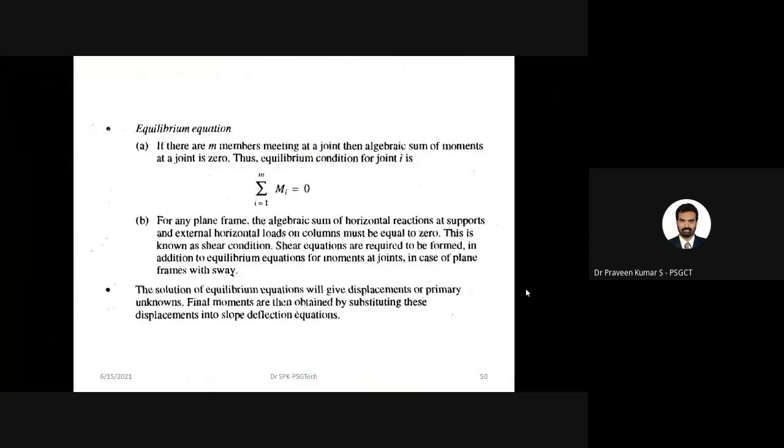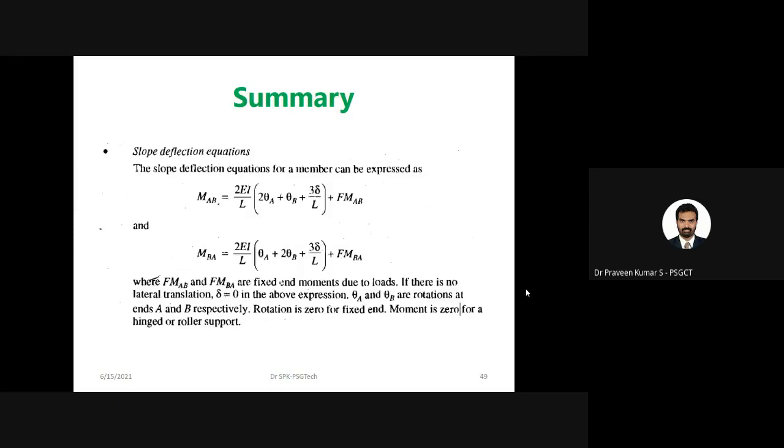So in general, the procedure is very clear. You have to remember certain things, that is fixed end moments and then the slope deflection equation. So MAB equals 2EI by L, (2 theta A plus theta B plus 3 del by L). You can write this del by L as psi, plus your fixed end moment with respect to AB. And MBA equals 2EI by L, (theta A plus 2 theta B plus 3 del by L), plus your fixed end moment at the BA position.